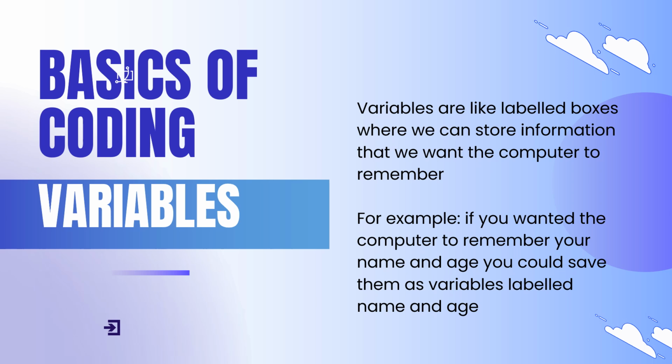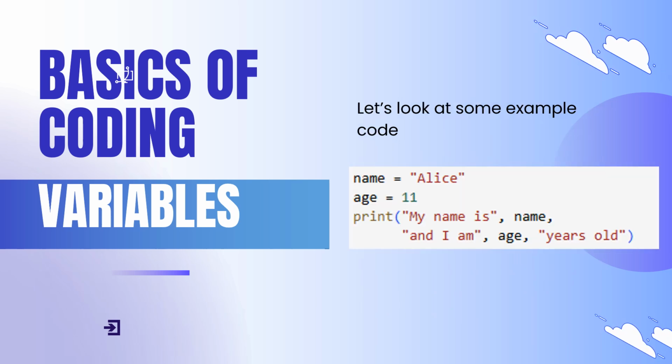Now let's talk about variables. Variables are like labeled boxes where we can store information that we want the computer to remember. For example, if you wanted the computer to remember your name and age, you could save them as variables labeled name and age. Let's look at some example code. You can also take a look at this in your Google Colab notebook. You should have it open by now.